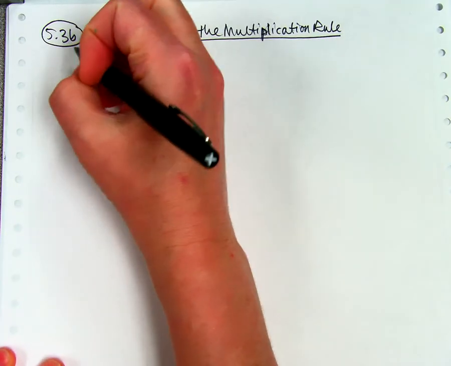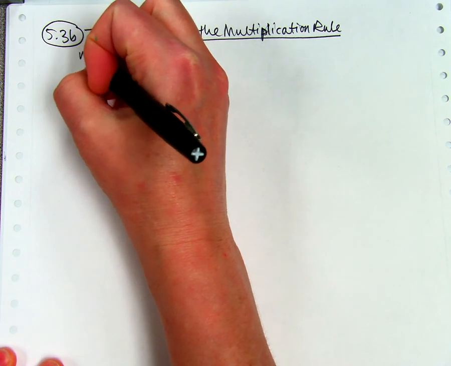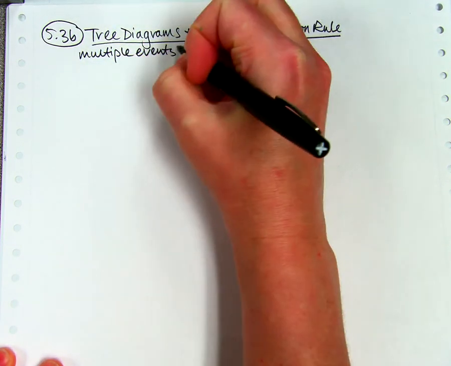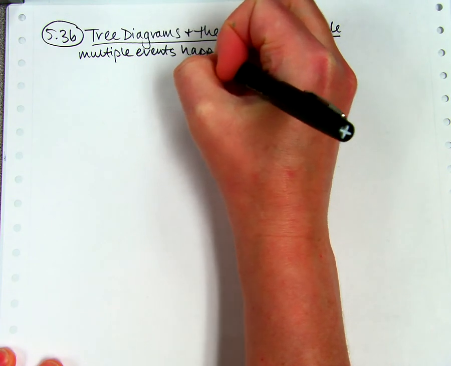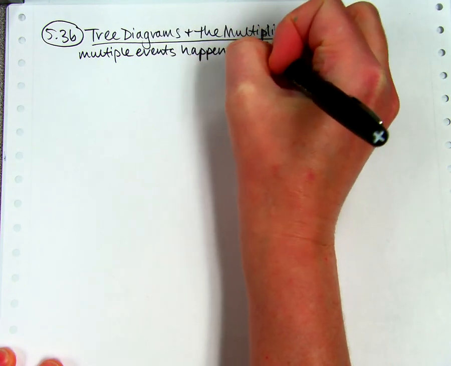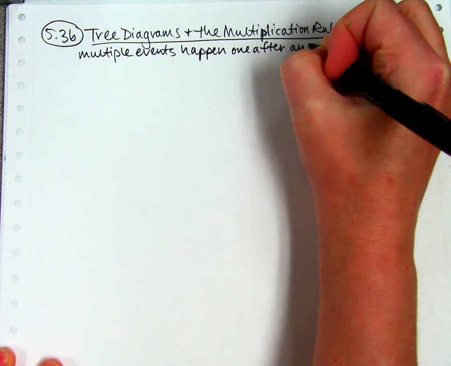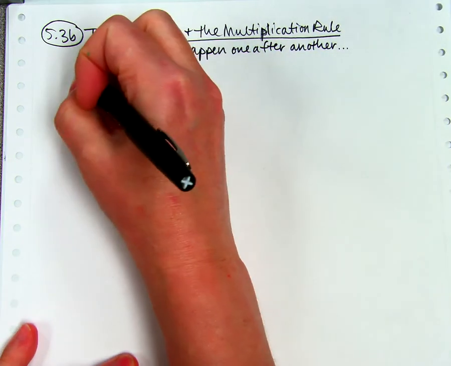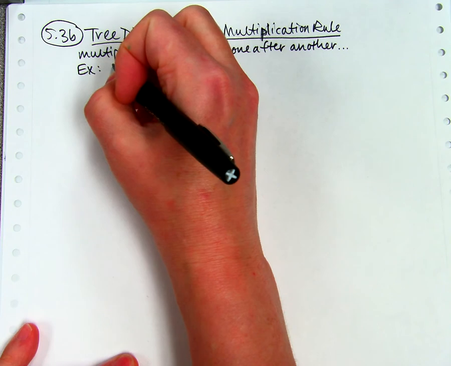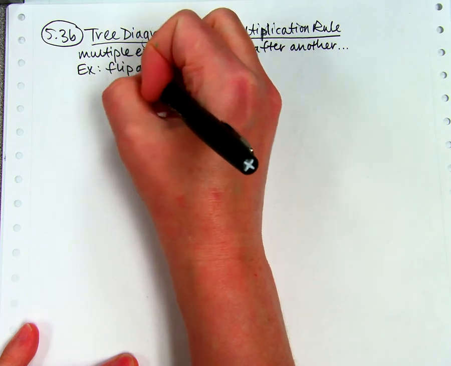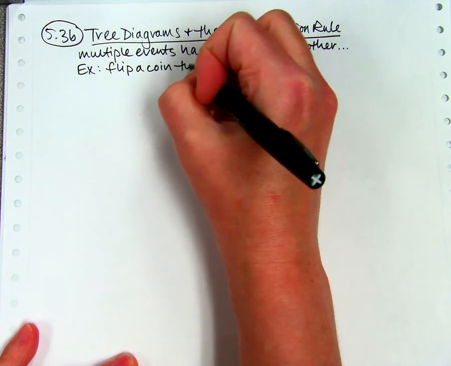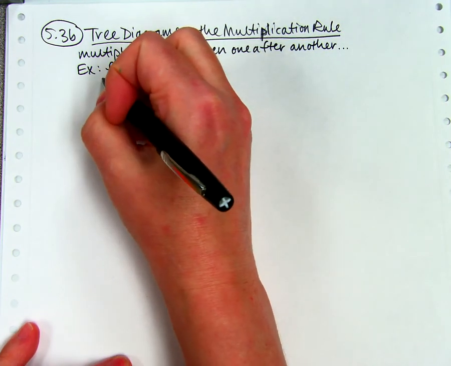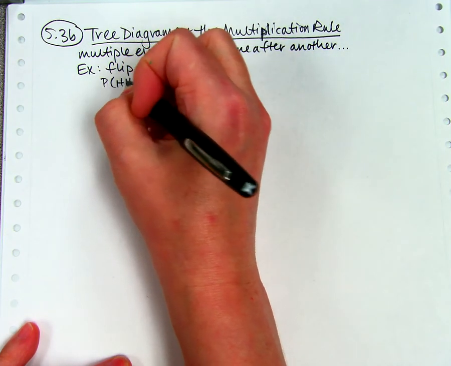So specifically, tree diagrams are used when you have multiple events happening one after another. And I'll start with a simple example and then we'll get more complicated. So my first example is if we flip a coin twice. So we've done this before. We've done the probability of a head and a head, getting two heads in a row.